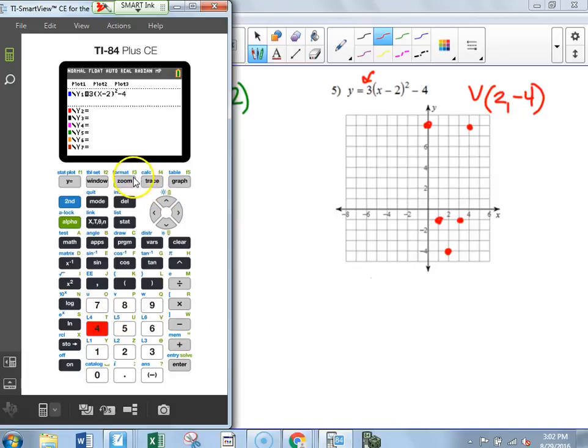And then a zoom 6 is always nice to get a standard window. This one's going to be in the standard window, I think. What just happened? Oh, there we go. But how do I find out ordered pairs? Second graph will get you the table.